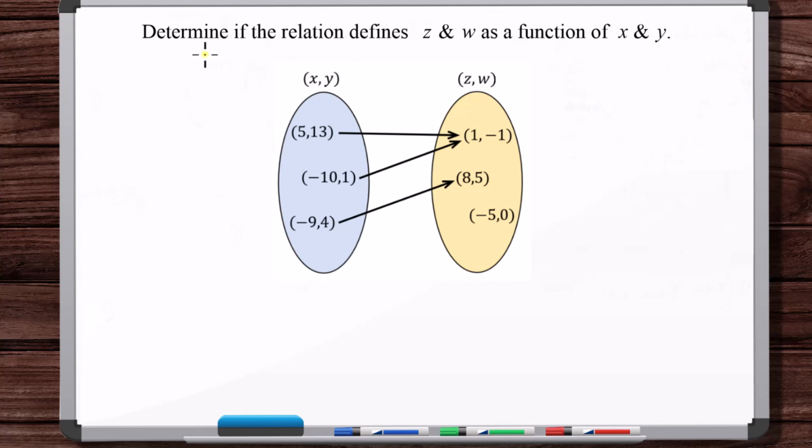Now for these problems, we want to determine if the relation defines z and w as a function of x and y. So the x, y pairs are the input, and the output is z, w pairs. This is completely fine. You can input vectors and get output vectors. You look at x, y coming in as a vector, z, w coming out as a vector. Well, you can't have two outputs to have a function. No, that's not what they're referring to. The input 5, 1, 3 can't map to both 1, minus 1 and 8, 5.